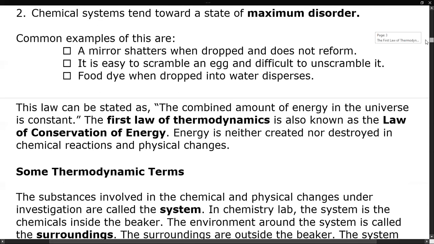So the law of conservation of energy is also a statement of the first law of thermodynamics. The energy of the universe is constant. Energy is neither created nor destroyed. In chemical reactions or physical changes, it's just transferred from one form to another form.